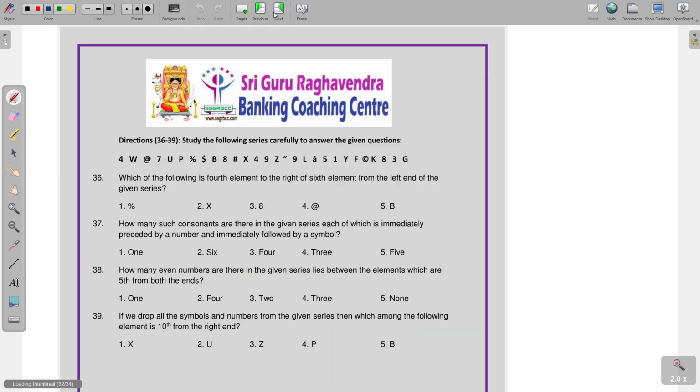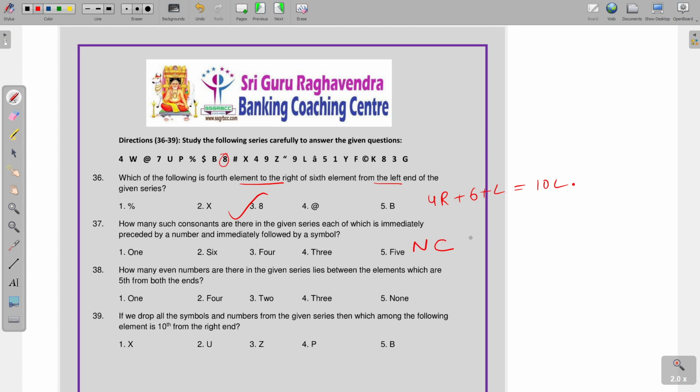Let us move on to the next one, directions 36 to 39. See the first one, 36. Which is the fourth element to the right of the sixth element from the left end of the given series? We need to find fourth from right plus sixth from left. So, 6 plus 4, 10th from left. 2, 4, 6, 8, 10. 8 is the answer.